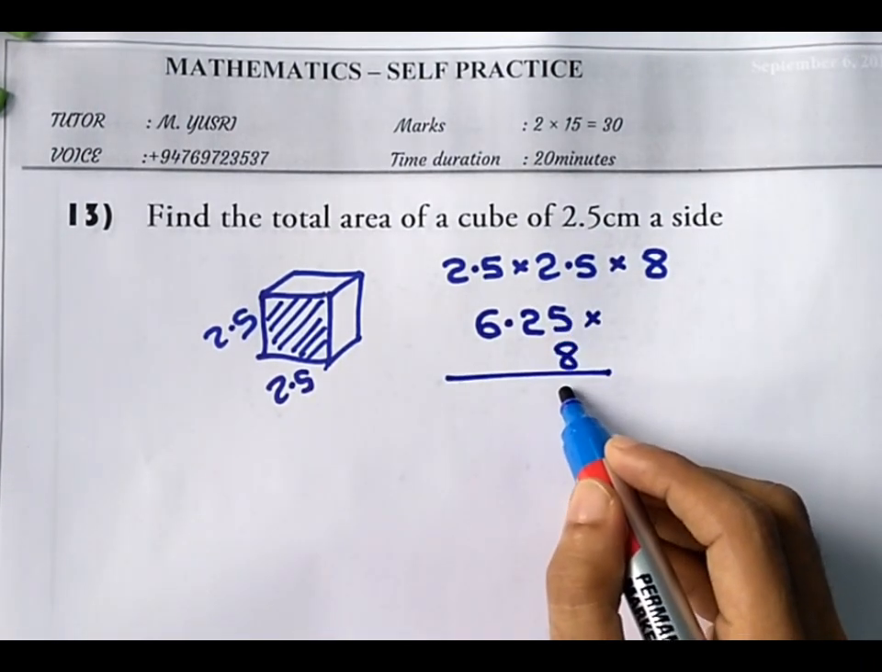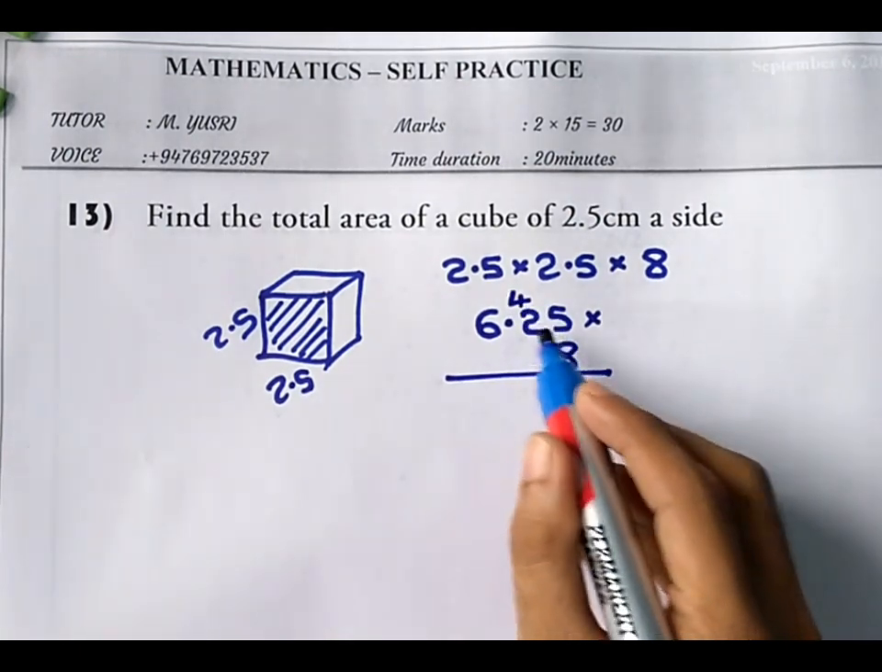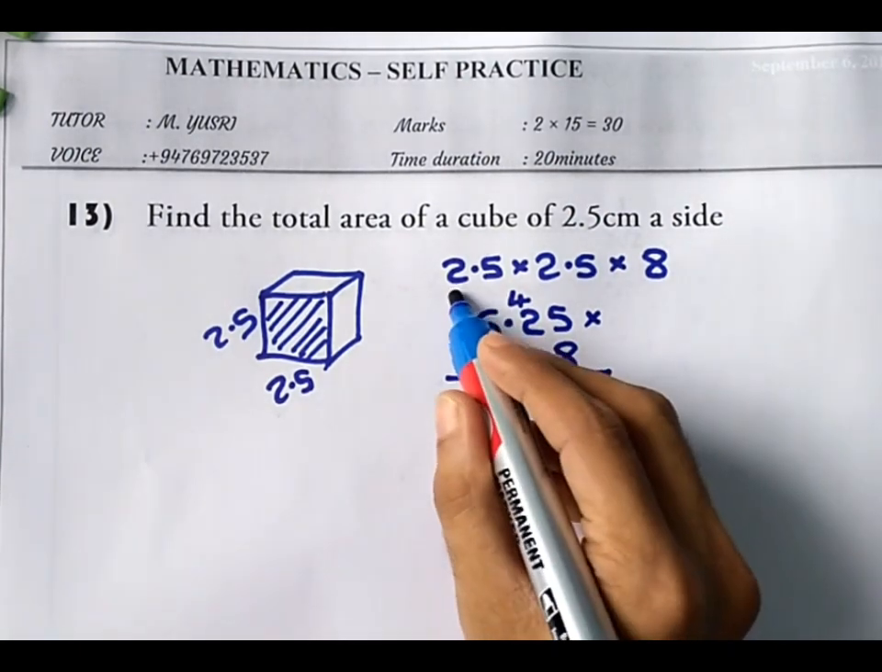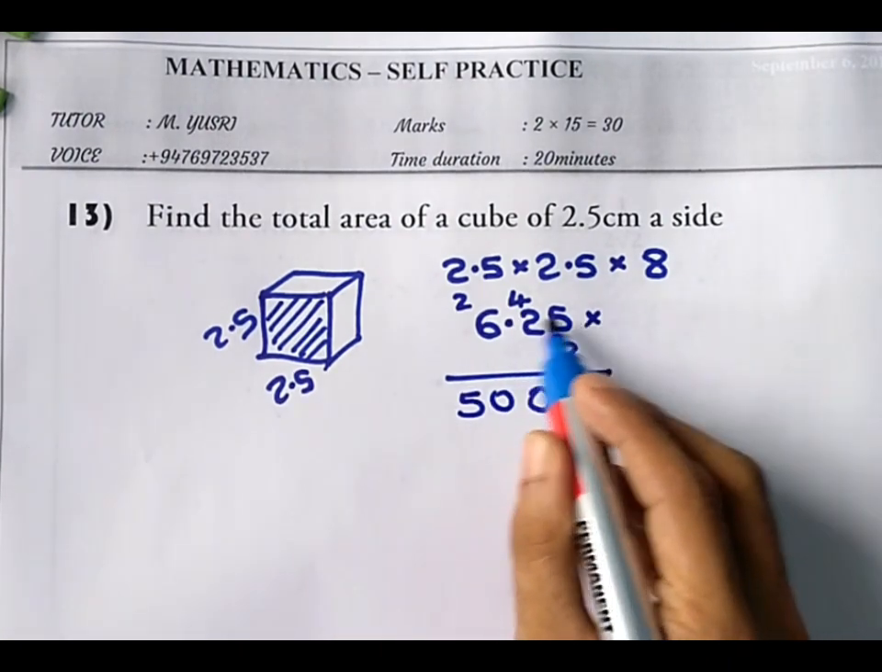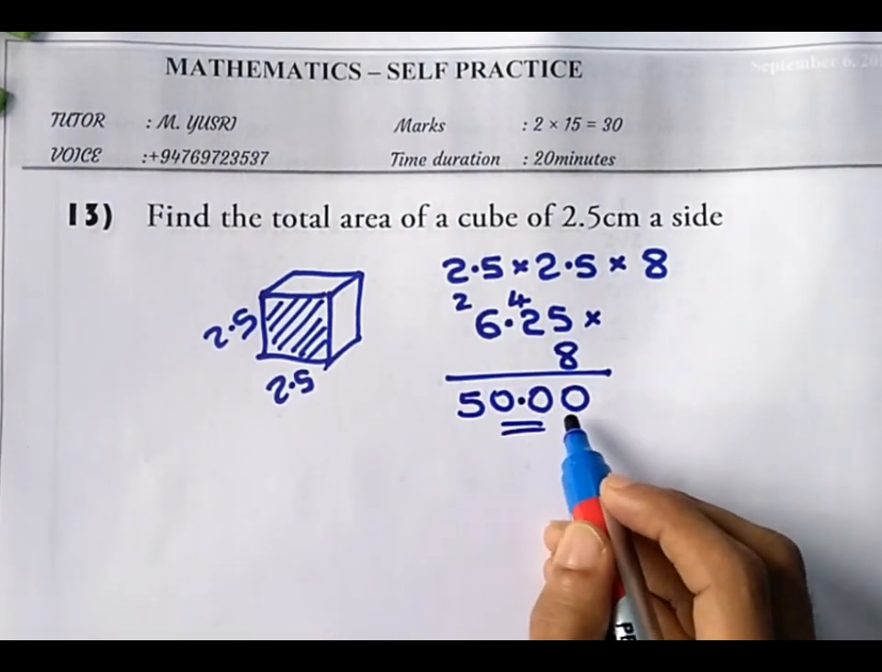So 8 5s are 40. And 8 2s are 16 plus 4, 20. 8 6s are 48 plus 2, 50. And only 2 decimals are there, so the answer is 50.